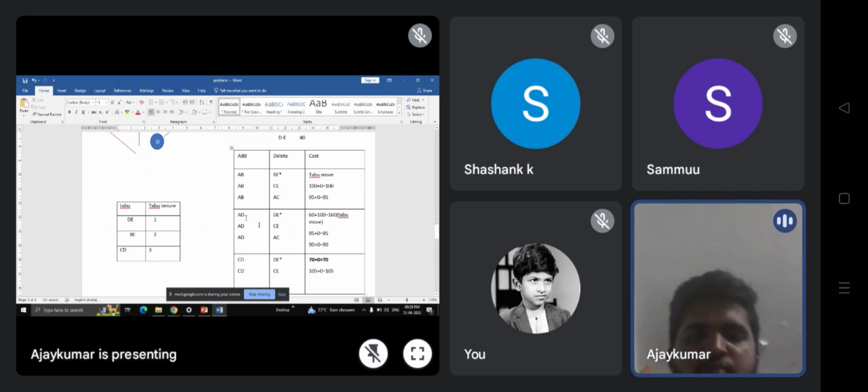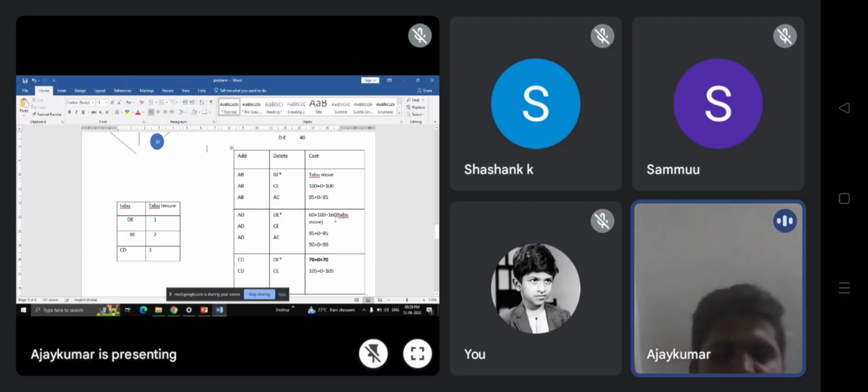Let me explain here. Adding AD and deleting AD gives a solution of 160, which is the worst among them. It is also in the Tabu list, so we consider it a Tabu move. Adding AB and deleting CE gives 95, adding AD and deleting AC gives 90, adding CD and deleting CE gives 70, and adding CD and deleting D gives the cost as 105.